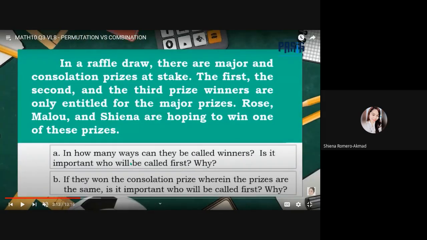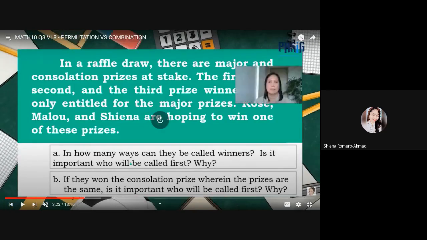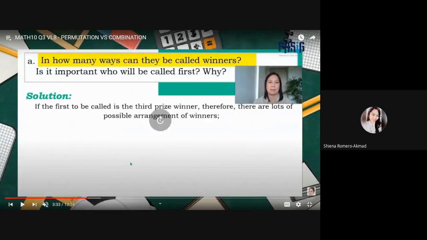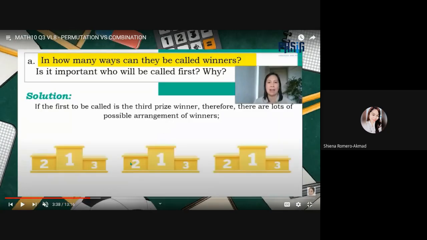And letter B, if they won the consolation prize, wherein the prizes are the same, is it important who will be called first? Why? So let us start answering the first question first. In how many ways can they be called winners? Sabi nga dito, if they are going to be called in the major prize, syempre sa major prizes, meron diyang first, second, and third. So, tingnan natin yung mga different scenarios kung saan matatawag yung mga pangalan nila, no?